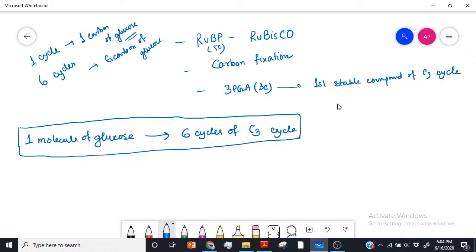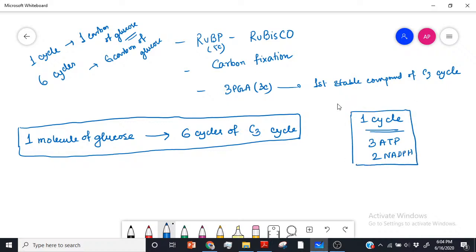Now for one cycle, you require 3 ATP, 2 NADPH. So for 6 cycles, you require 18 ATP, 12 NADPH.